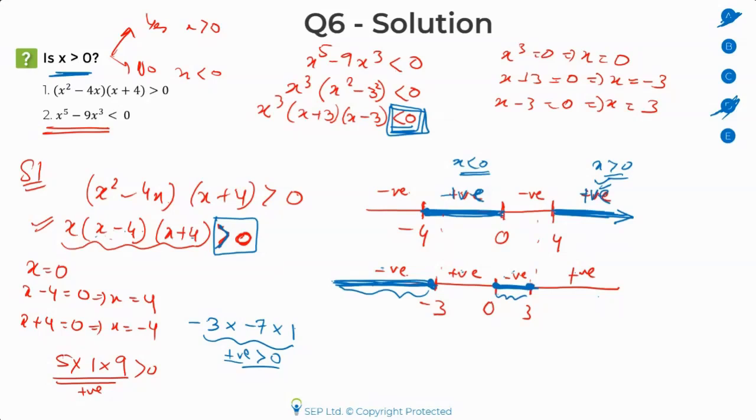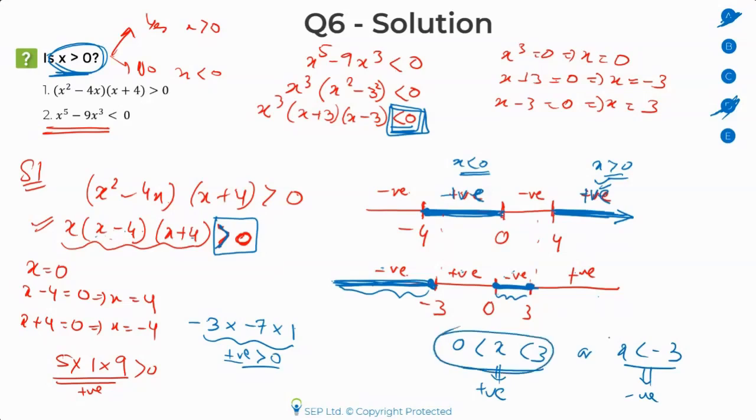So that is why in the second case, case 2, I'll say x lies between 0 and 3, or x could be less than minus 3. Now notice again, x in this case is positive. In this case, it is negative. And the question is asking, is x greater than 0? They're asking whether x is positive or not. So you'll say once again, I don't know, because I am getting positive also, negative also. Since I'm getting two different results of x, even statement 2 is not sufficient. Is this clear?